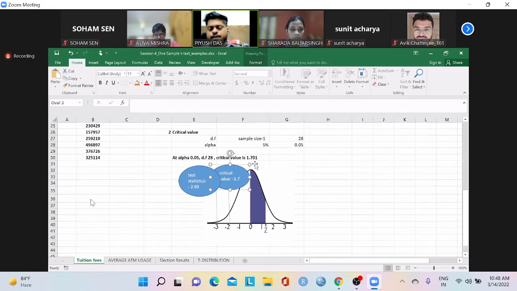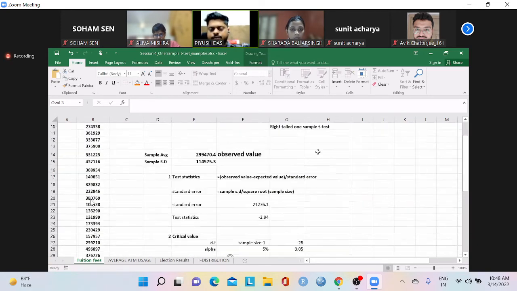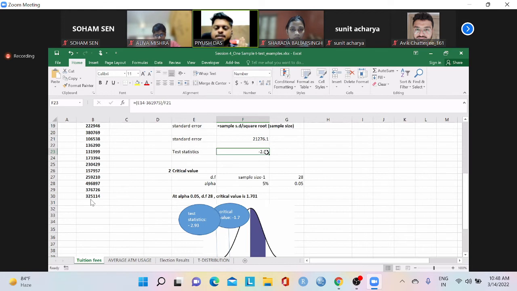Because what I'm trying to find out is whether this is less than INR 361975. I got this number as minus 2.94. I want to check whether it is below the range of the critical value. In the other case, what I was trying to do was check whether it is above the range of the critical value.